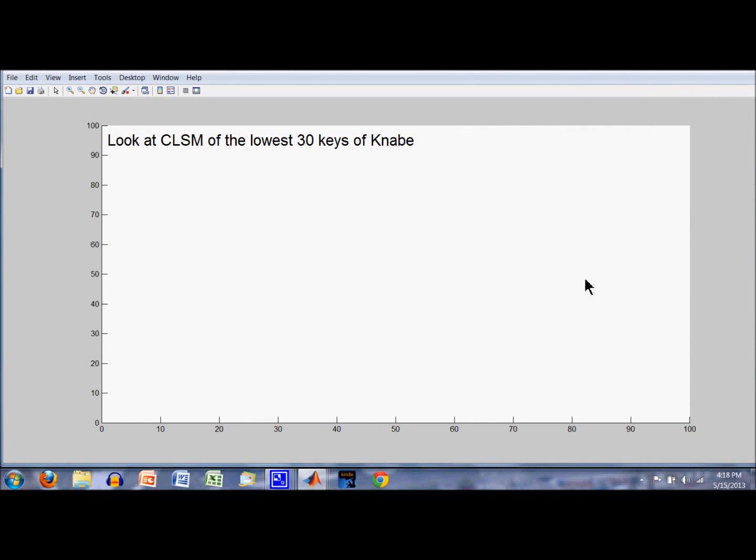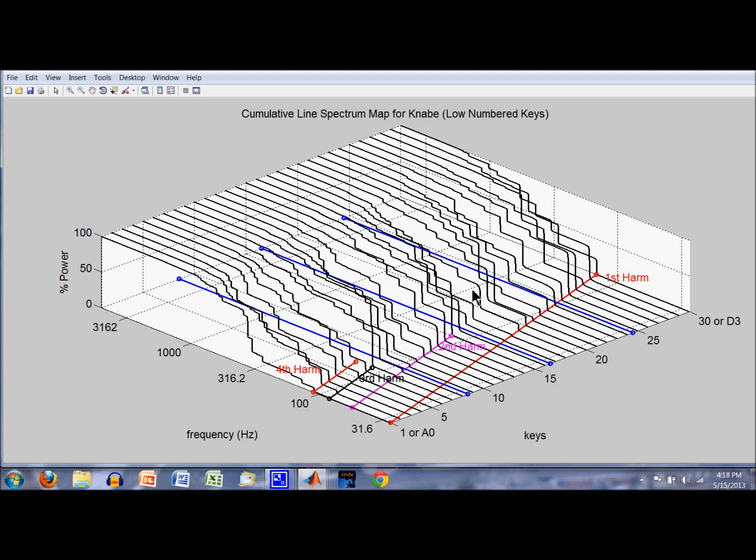Okay, let's look at the lowest 30 keys of the Kanabi. So this is the same data that was plotted on the previous plot, except I'm only looking at 1 through 30 now. And this shows, for example, this red line is the first harmonic, or the fundamental. The magenta line is the second, black is the third, red is the fourth. And this is a little bit clearer picture. It shows where these keys start to show strength at the lower frequencies.